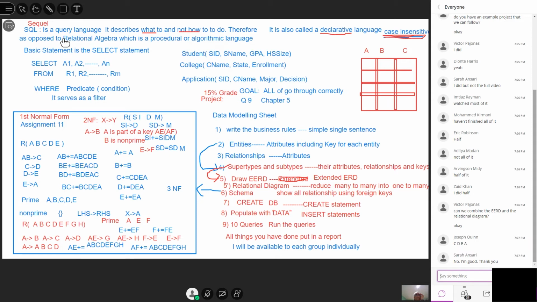How come there was a select in relational algebra? There's a select here too. Well, let me tell you this. This select has nothing to do with relational algebra abstract.